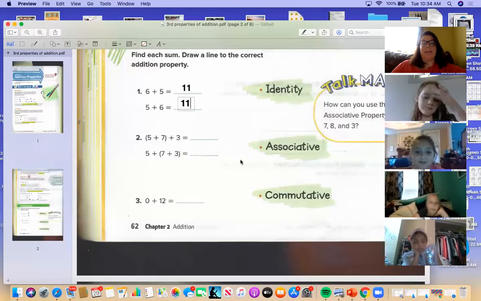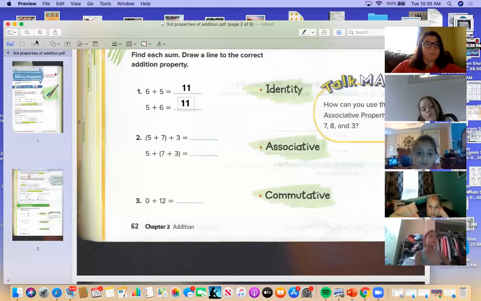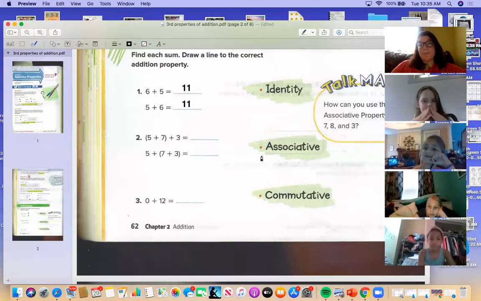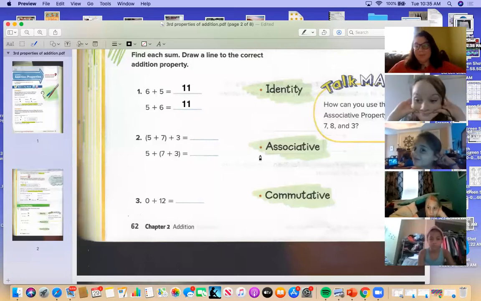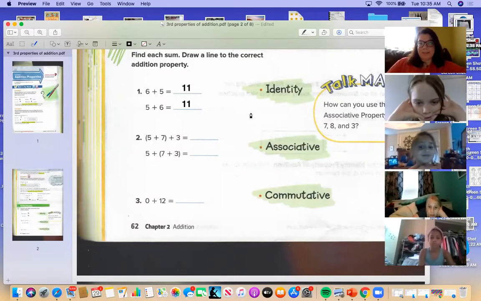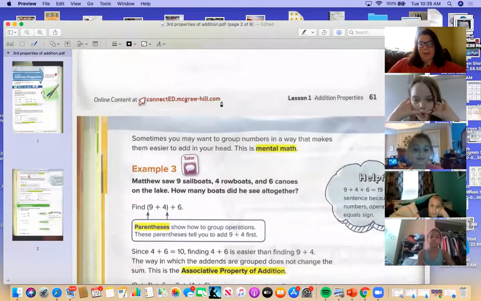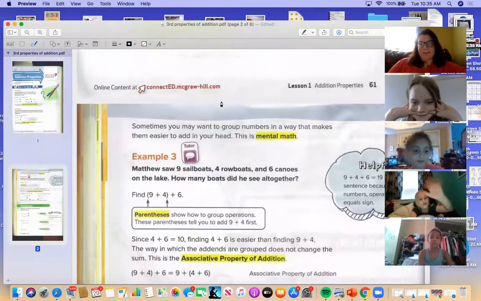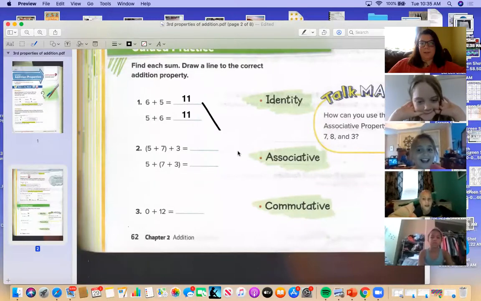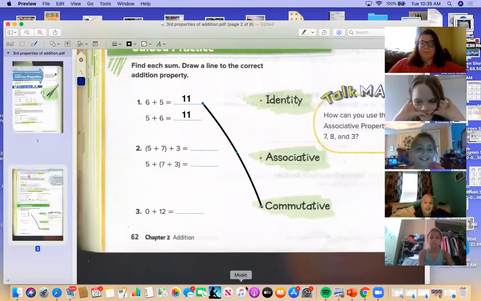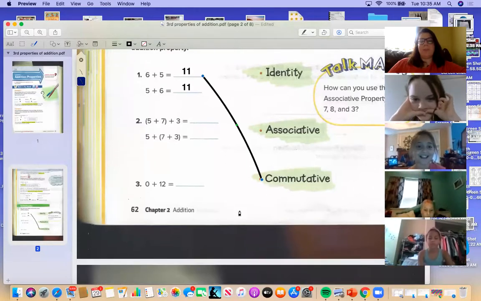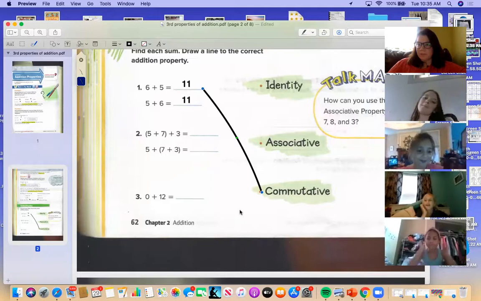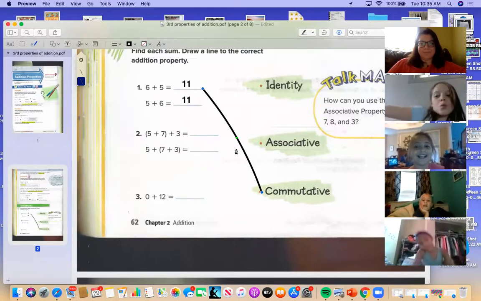What property is that? Is that the identity, the associative, or the commutative? Who remembers? What do we call it? That was the first one we talked about. Nobody? Come on, somebody. What is it, Charlotte? Commutative. It's really hard to say. I know. That's why I wanted you to practice it. Commutative.